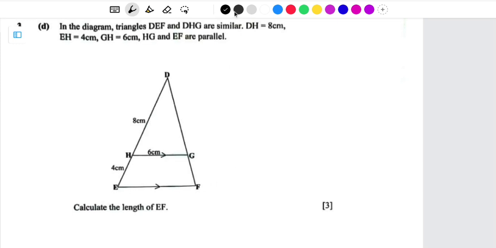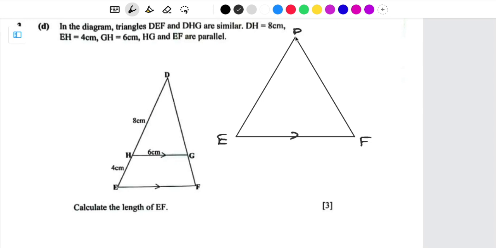So we are going to use similarities. What I'm going to do here is divide this one into triangles. The first triangle is going to be the bigger triangle, which is this one. So this bigger triangle is going to have E, then it's going to have F, then D on top. Then the short triangle is this one here, the one on top. So let me just do it somewhere here.